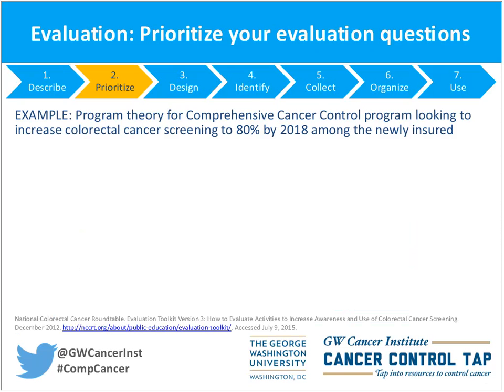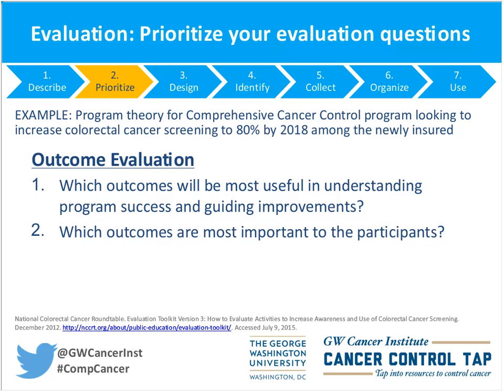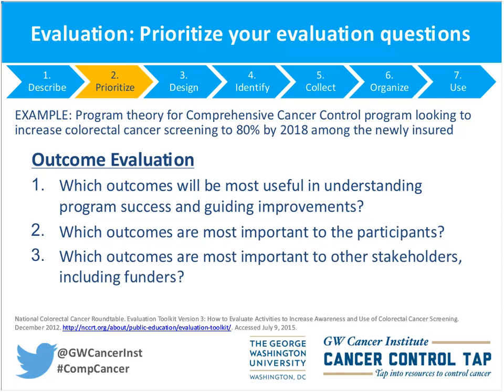Now that you have developed your logic model, this should help you start thinking about what outcomes and process issues you specifically want to measure as part of your program evaluation. Depending on the time and resources you have at your disposal, your program will need to identify the most important evaluation questions you want to ask. To decide what outcome measures you want to prioritize, you can ask yourself, which outcomes will be most useful in understanding program success and guiding improvement? Which outcomes are most important to the participants? And which outcomes are most important to our stakeholders, including our funders?